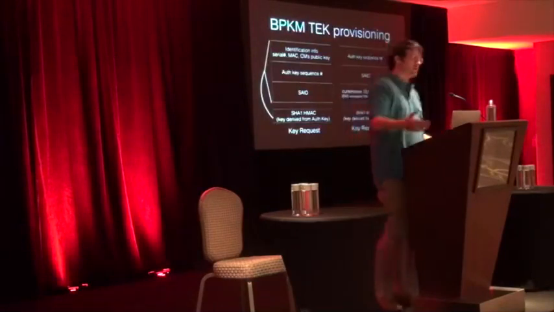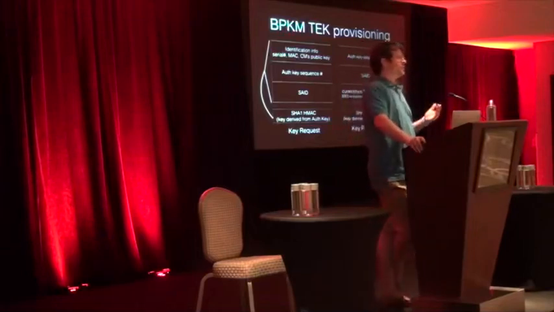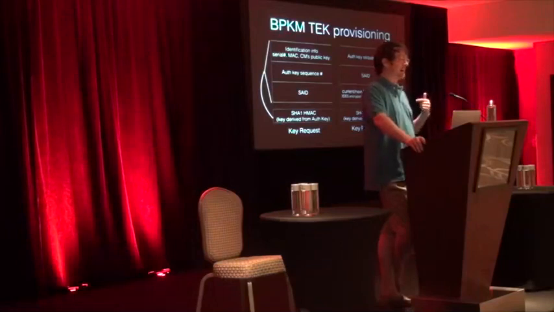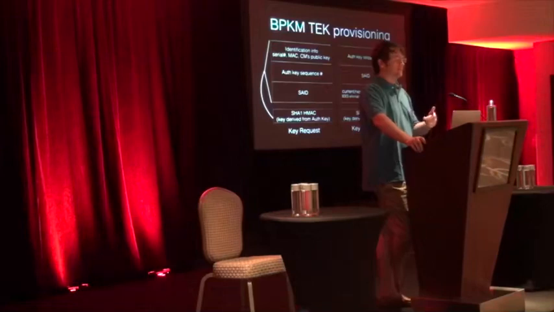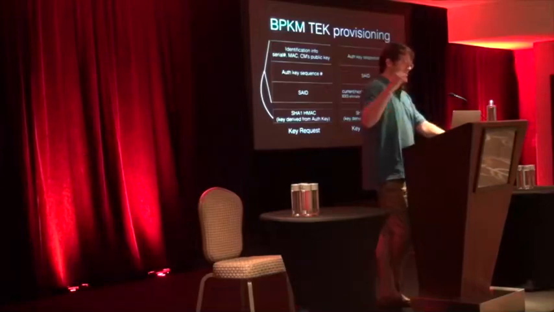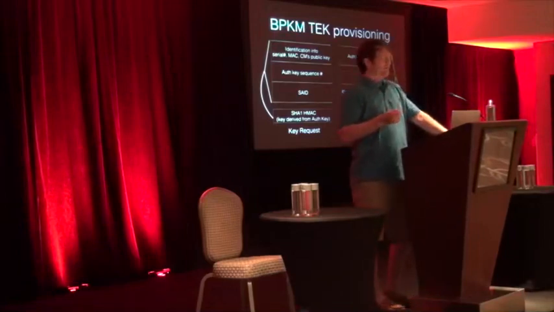Okay, so after negotiating your security capabilities, you're going to get provisioned with a TEK, or a traffic encryption key. So this is, again, just a single request and response. The request contains identification info about the modem: serial number, MAC address, public key, the auth key sequence number, the security association ID, and then this whole packet is HMAC'd with a key derived from your auth key. In response, it repeats the auth key sequence number and SAID to you, but then you get current and next traffic encryption key parameters.